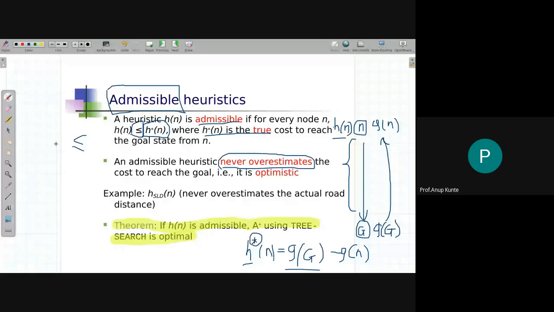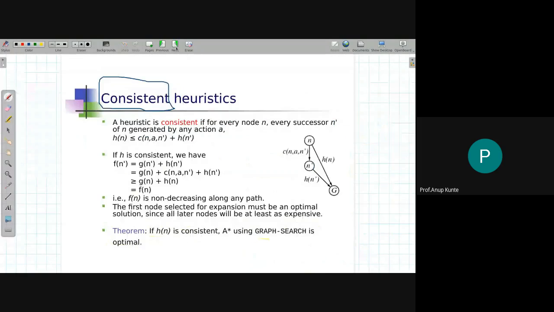Why that is a good quality, we'll come to the discussion when we mix these two things together, admissibility and the, not completeness, that word is not coming to my mind. Consistency. Yeah, consistency. Now what is consistency?